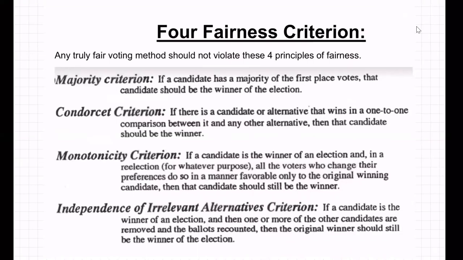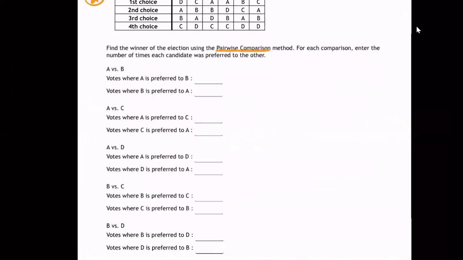Everybody's seeing those differences. We have four voting methods: plurality, Borda count, plurality with elimination, and now pairwise comparison. And we have four ideas of fairness. They have some overlap, and this is a big overlap. Condorcet is basically pointing at pairwise comparison. All right, let's do it.